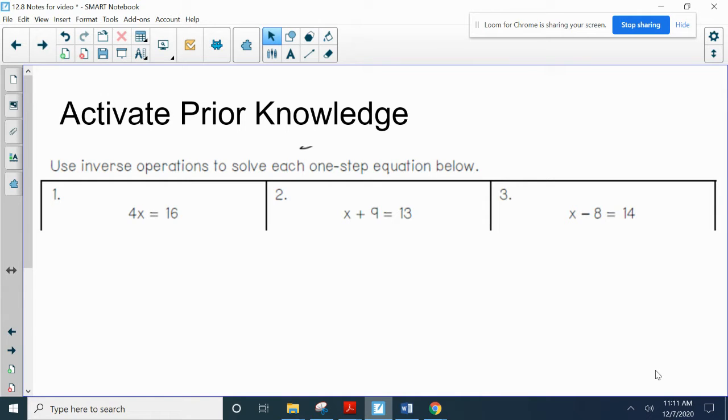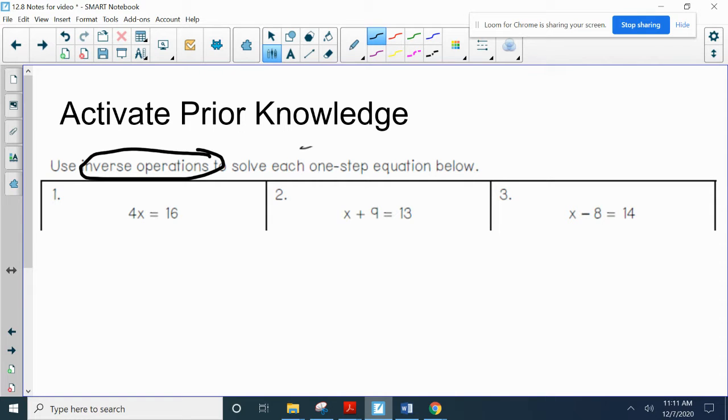All right, so right now I'm going to assume that we've already paused it and unpaused it to work these 3 out. So I'm going to work through them so you can check your answers. First, it told us to use our inverse operations. I just want to refresh your memory. We know that multiplication and division are inverse operations. So in order to get rid of multiplication, we divide. In order to get rid of division, we multiply. Same goes with addition and subtraction. In order to get rid of addition, we subtract, and in order to get rid of subtraction, we add.